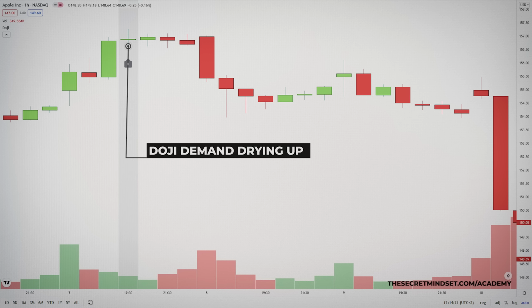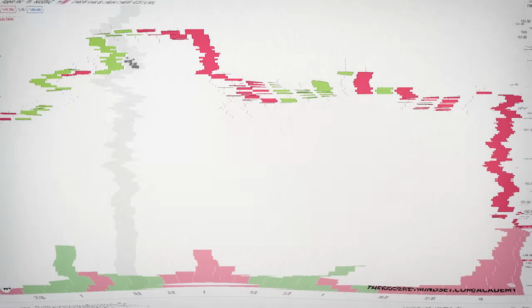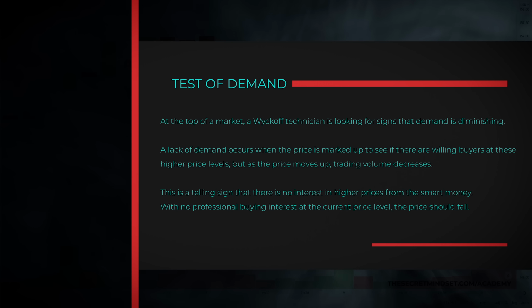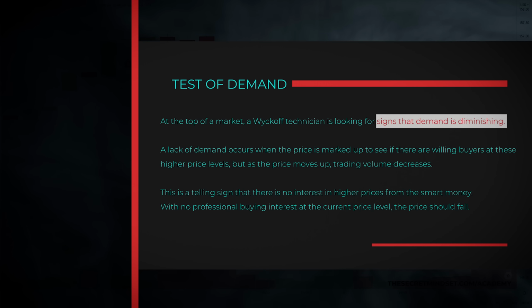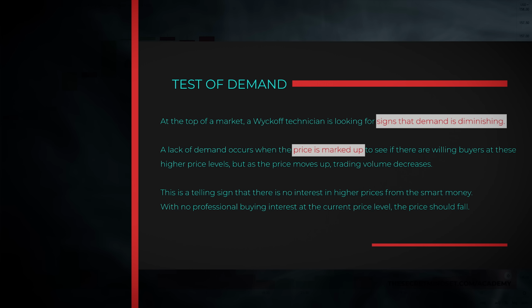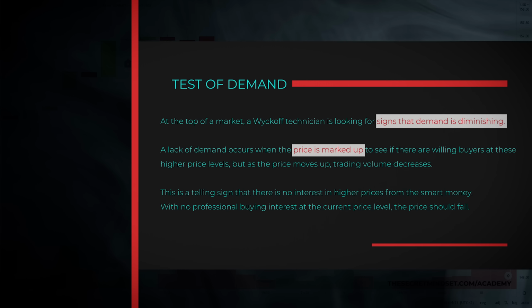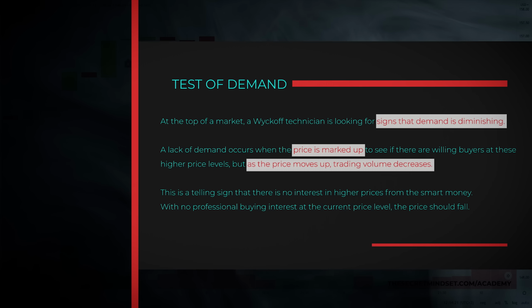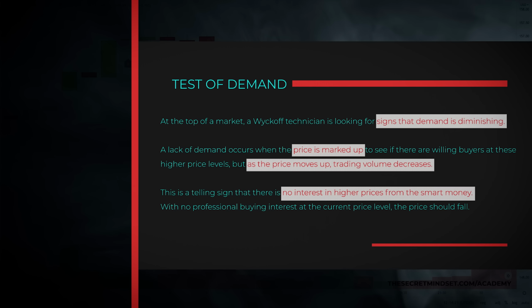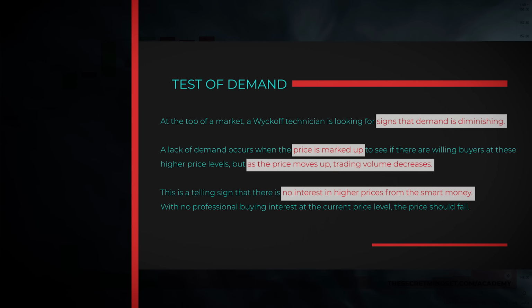This formation is called Doji demand drying up. At the top of a market, a Wyckoff technician is looking for signs that demand is diminishing. A lack of demand occurs when the price is marked up to see if there are willing buyers at these higher price levels. But as the price moves up, trading volume decreases. This is a telling sign that there is no interest in higher prices from the smart money. With no professional buying interest at the current price level, the price should fall.